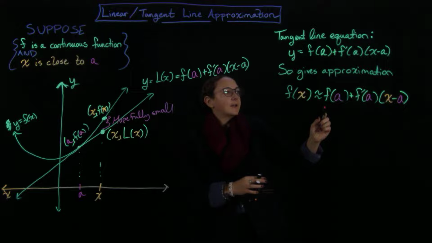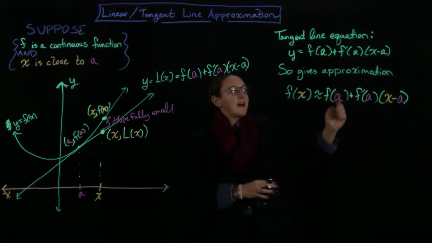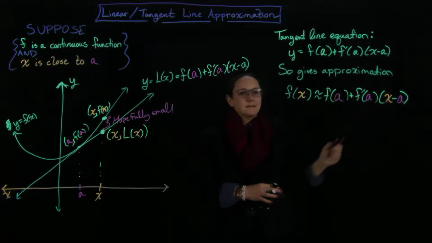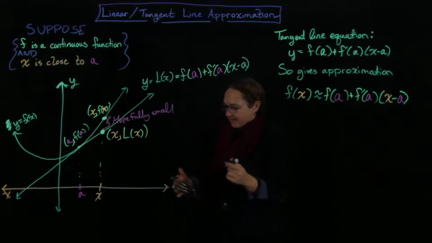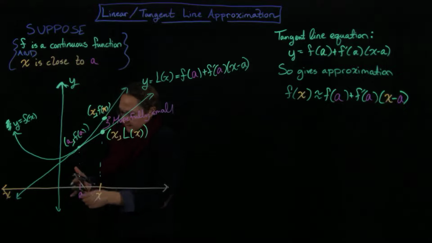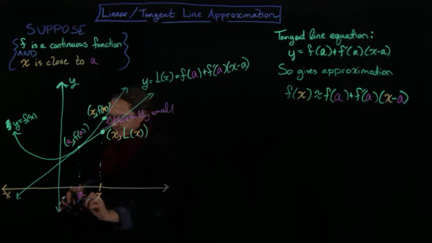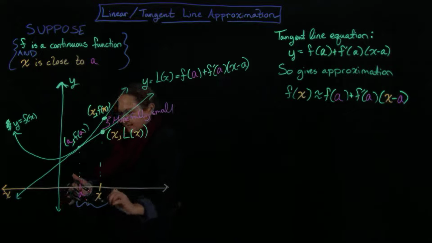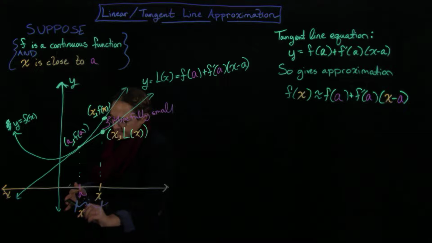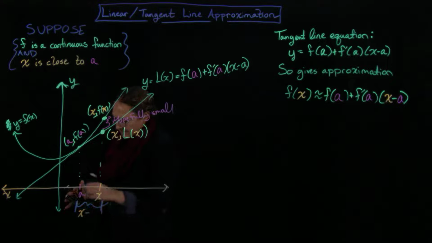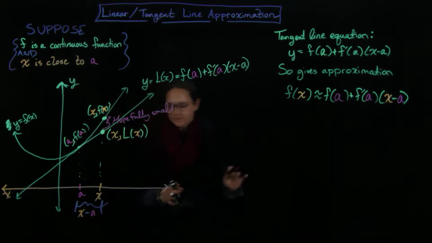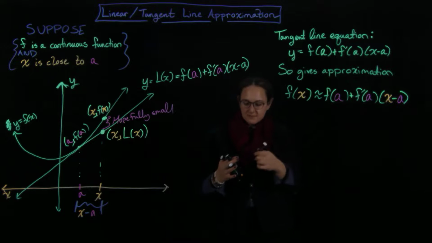First, I'm going to stick a into f. I need to evaluate the derivative and then stick in a. And then I stick in this difference here, this x minus a. So that's actually coming from, just to illustrate on here, that's actually coming from here, right? This distance here is actually x minus a.